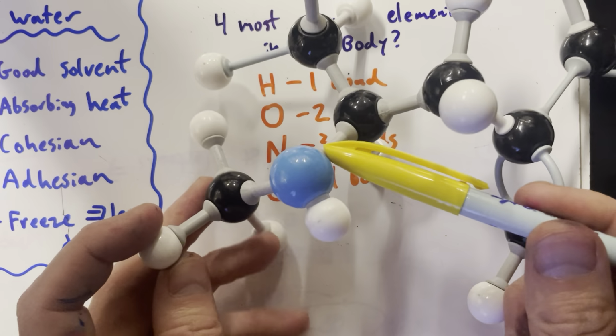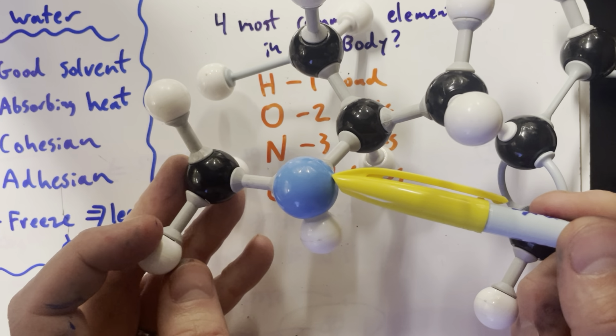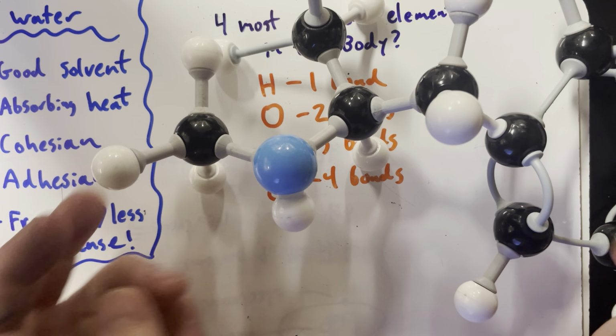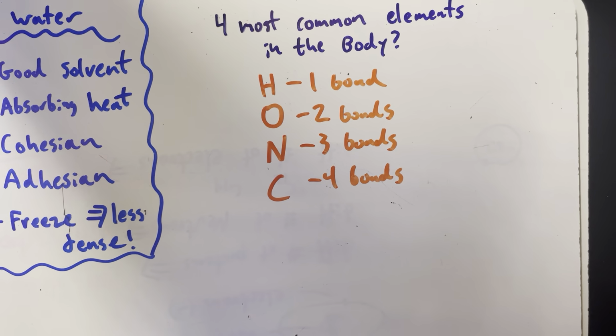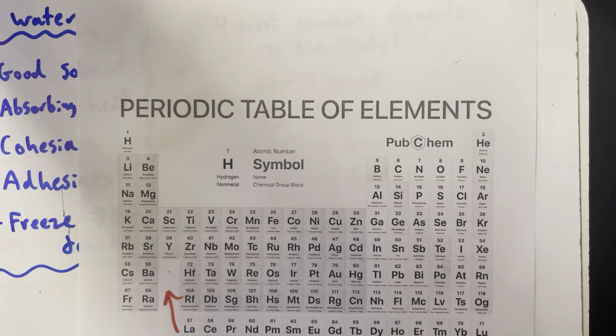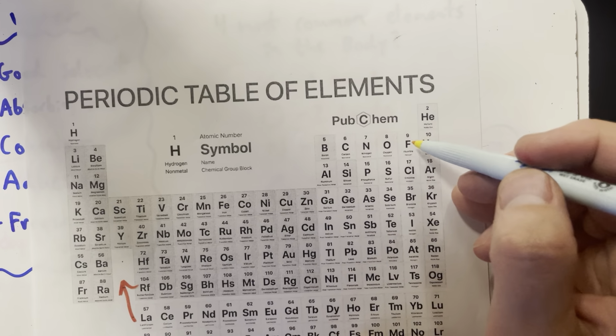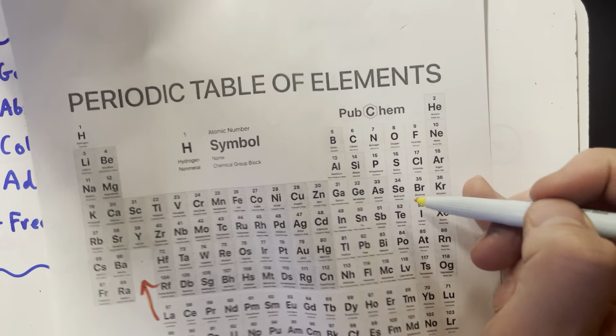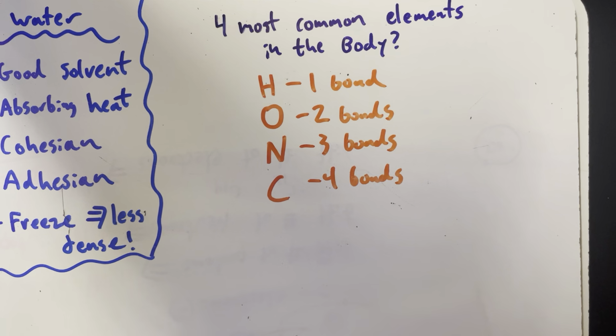This one here has how many bonds? What element is it? Nitrogen. Yeah, it has 3 bonds, it's nitrogen. There might be other elements that can make 1 bond, like these guys here. It could be fluorine or chlorine or bromine. It probably depends on what you're using it for.